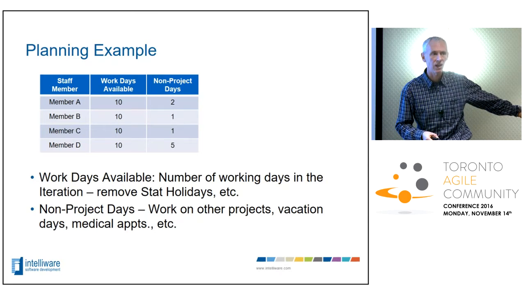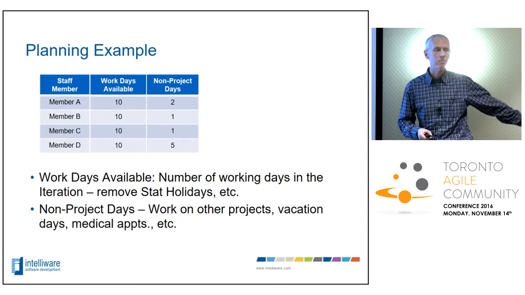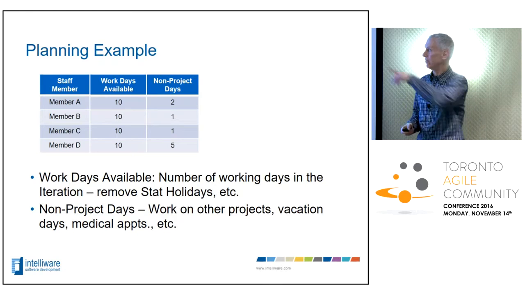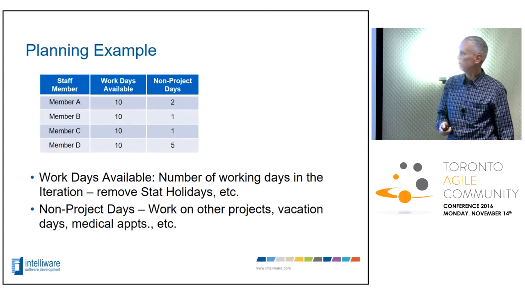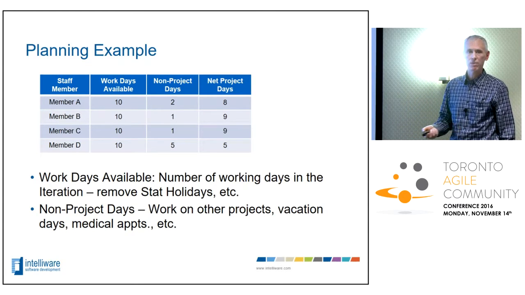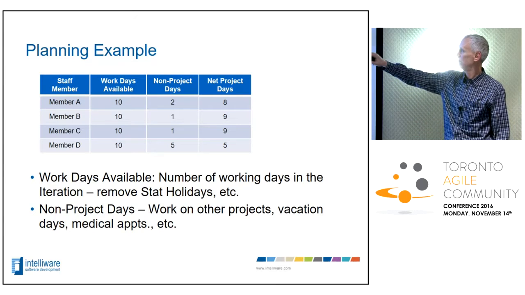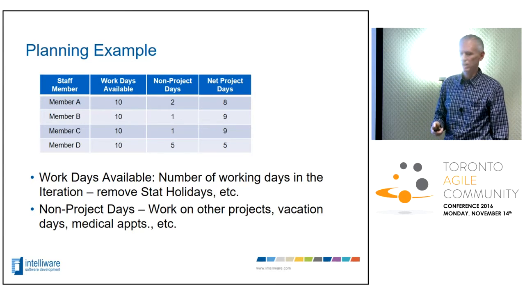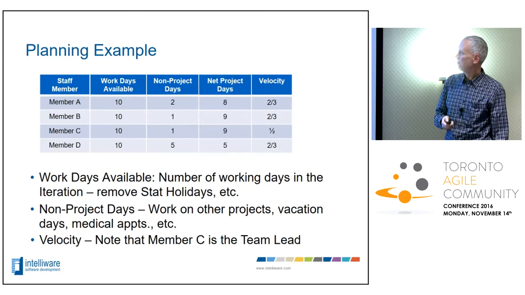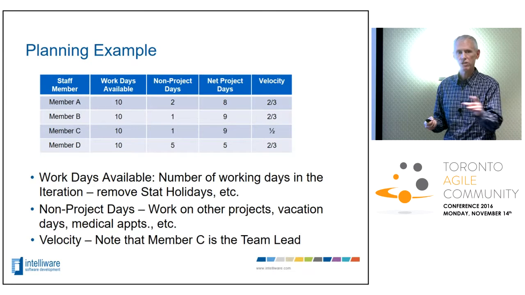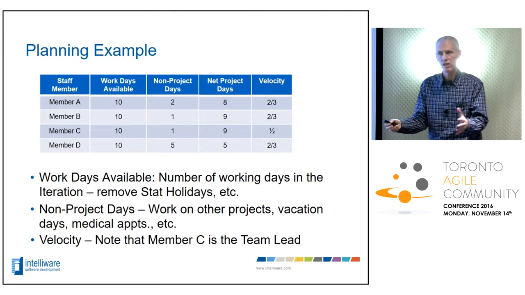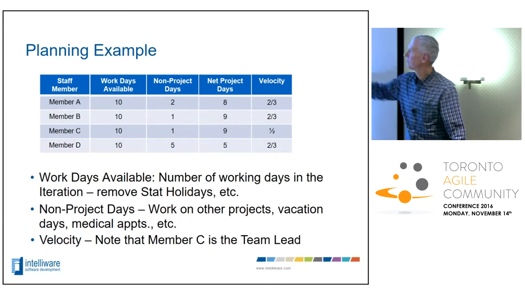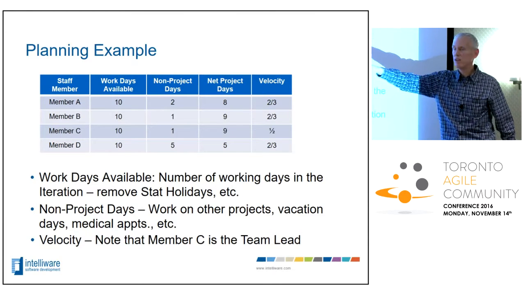They may be working on other things, but that other stuff you can't put into your plan. You have to weed it out, and this is a good way to do it. So just simple math: you get a net number of project days, which is the work days minus the non-project days. With that number, you can apply your velocity. Remember, your velocity converts your effort, which is your estimates, to your duration, right? This is all within your project, right? This non-project days is stuff outside your project.